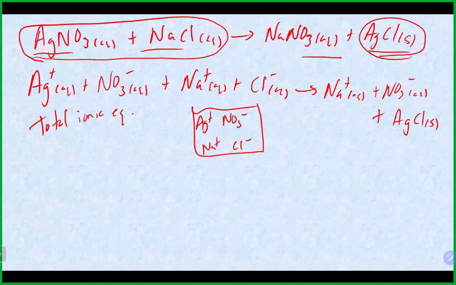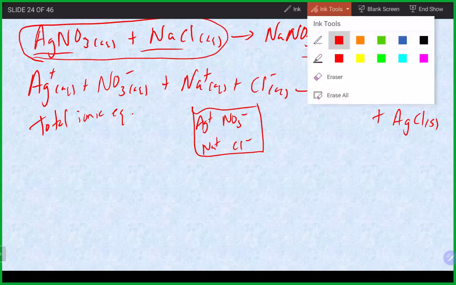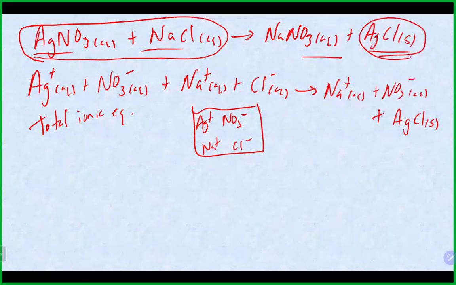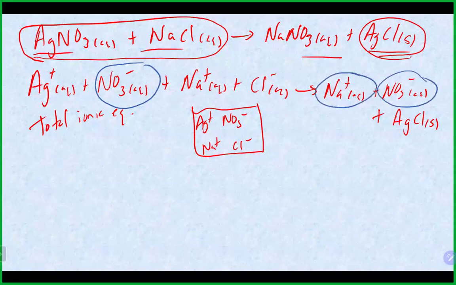Now, when we have this equation, we can look on both sides of the arrow and we can find ions that are exactly the same on both sides. And you should have the same amounts. So in this case, the nitrate on the left and the nitrate on the right, sodium on the right and sodium on the left. These are exactly the same on both sides. And these are what are referred to as spectator ions.